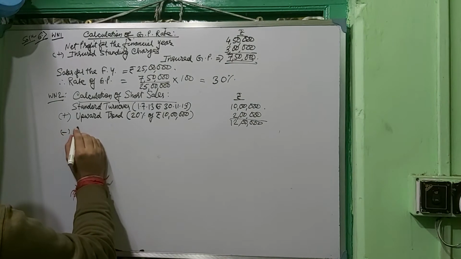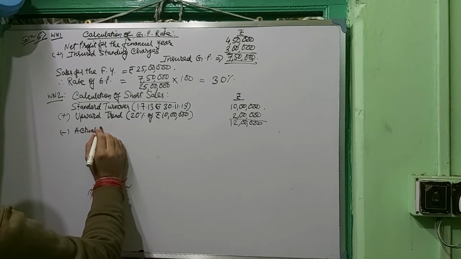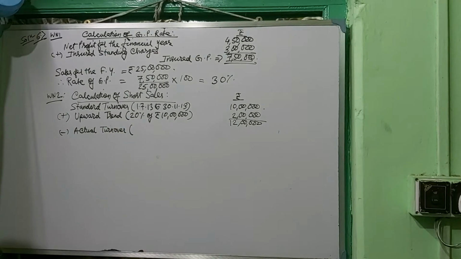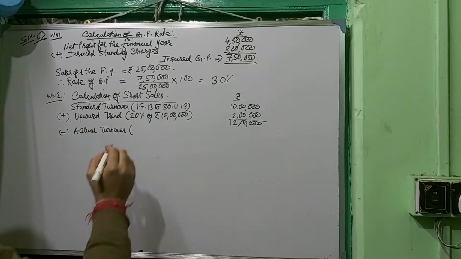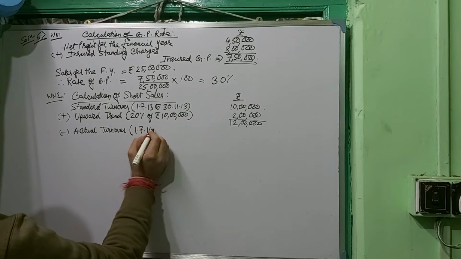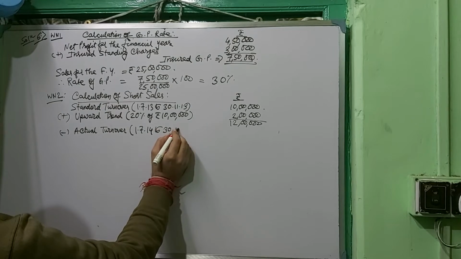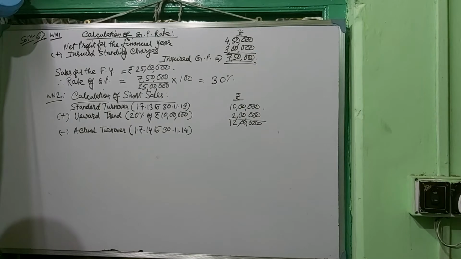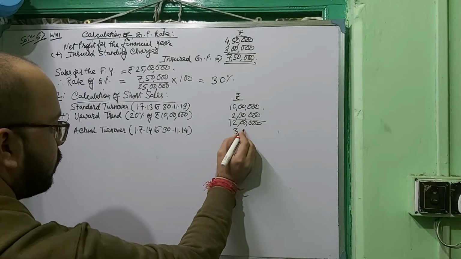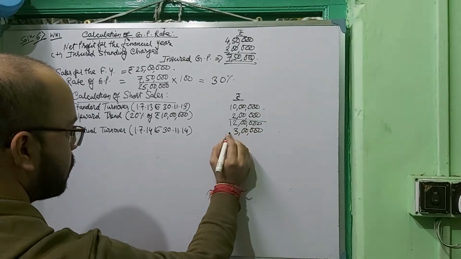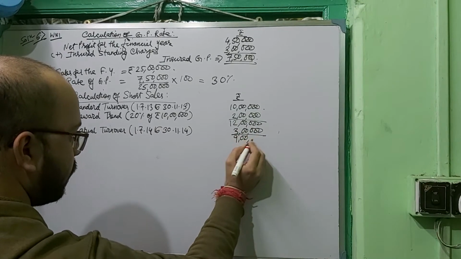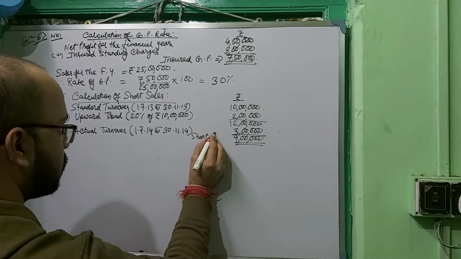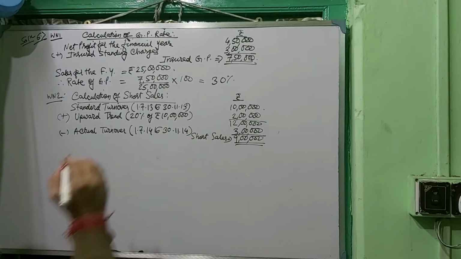And actual turnover, you have to deduct that. Actual turnover, which is from 1/7/14 to 30th November 14, which is given 3 lakh, right? Means 9 lakh is your short sales. 9 lakh is basically short sales. This is working note number 2.